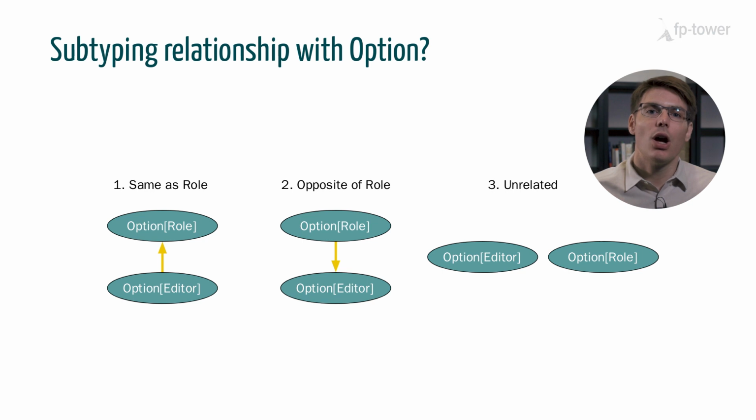So the question is, what is the subtyping relationship between an Option of Role and an Option of Editor? Basically, there are three possibilities. One, it behaves the same way as Role and Editor, meaning that an Option of Editor is a subtype of Option of Role. Two, it is the other way around. Option of Editor is a parent of Option of Role. Three, both types are unrelated, they are like Int and String. I'll let you pause the video and think about it for a minute or two.